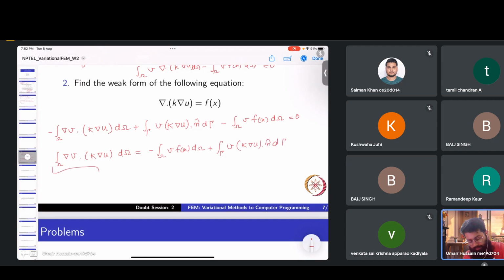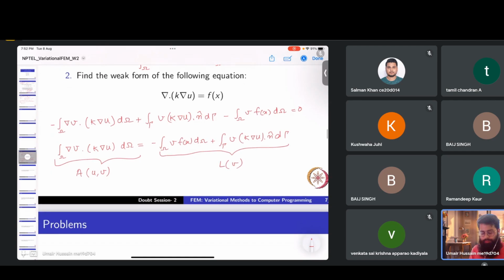So this here is our bilinear term. It is symmetric also here, and this is a linear term. So that's how we get the weak form for any 2D, 3D system of equation.